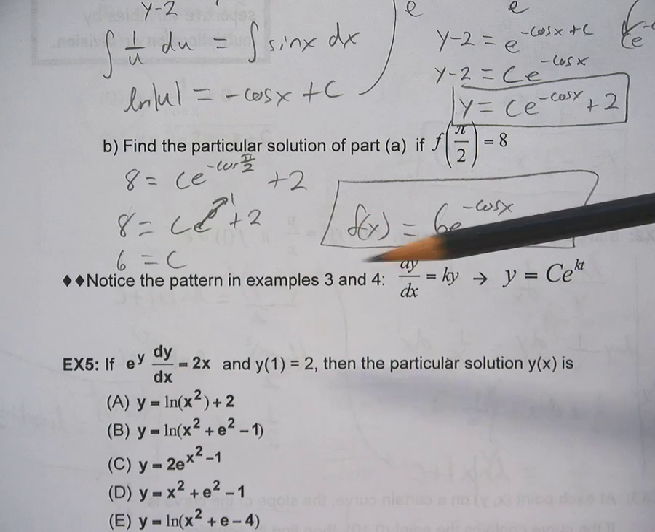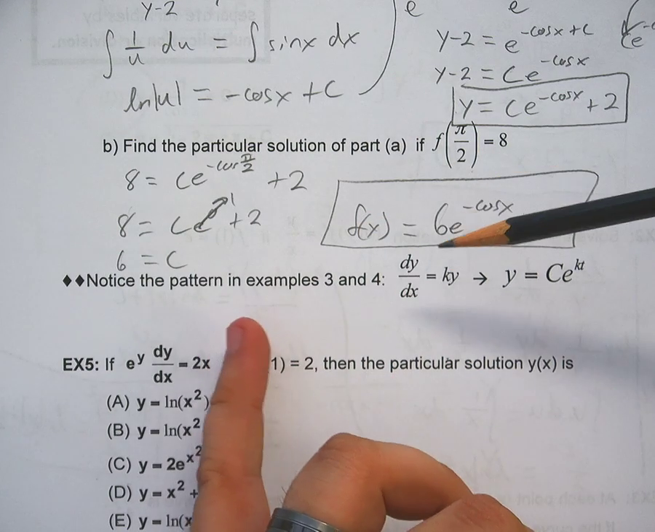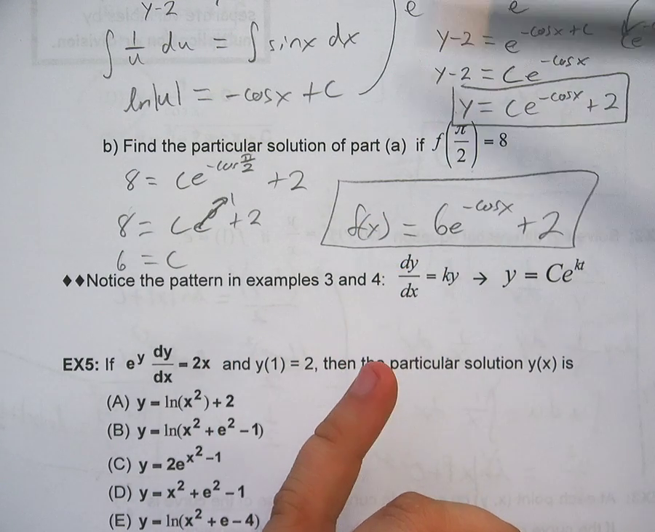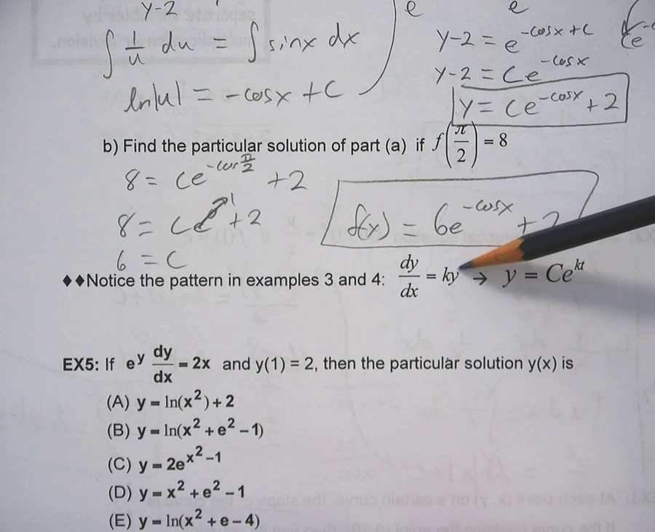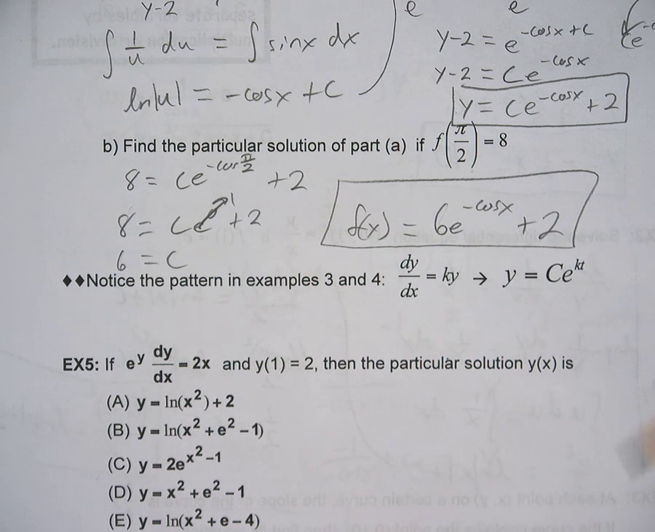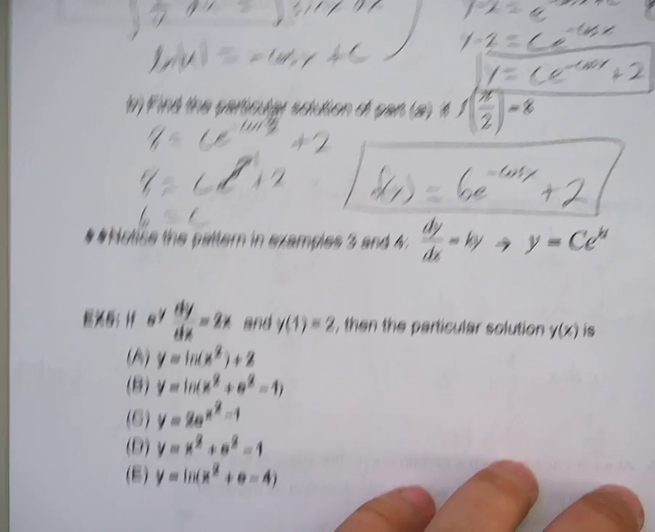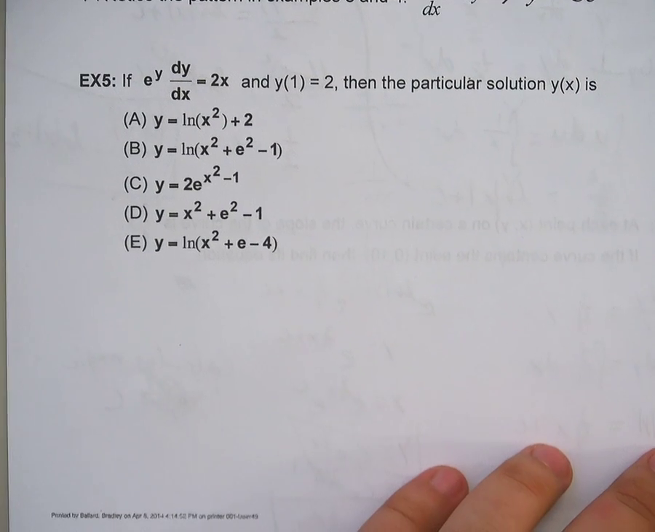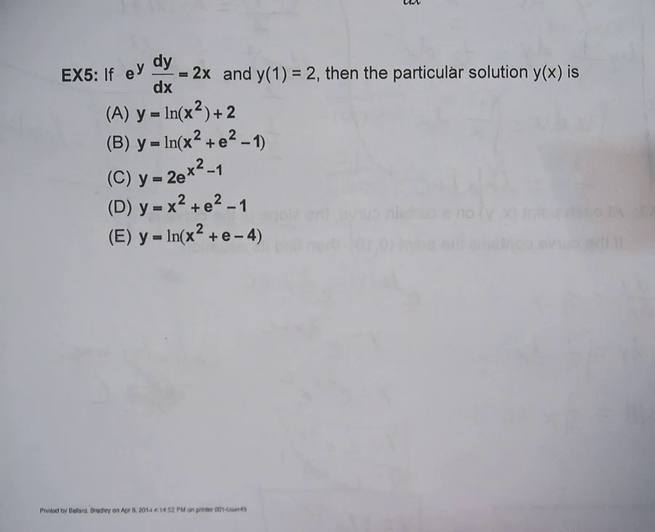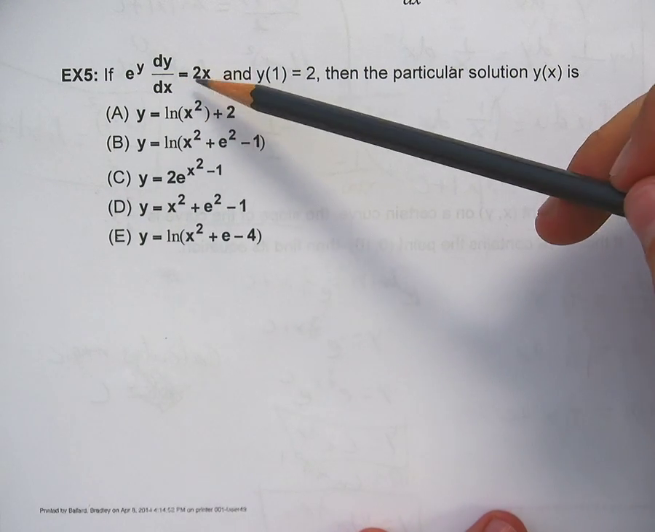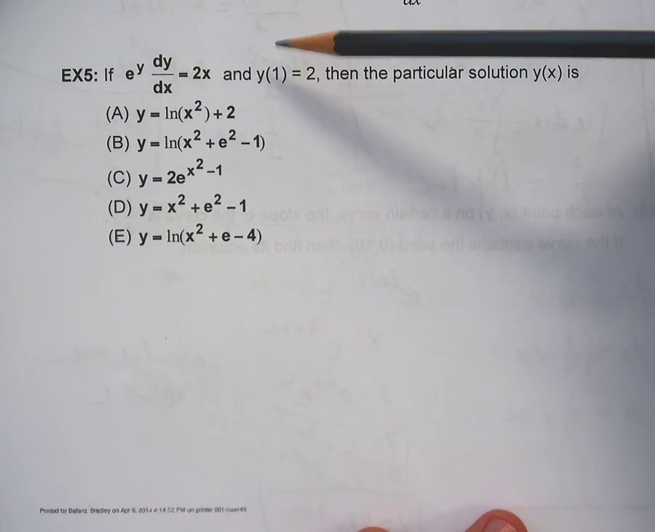A little note for you here. In example 3 and 4, there's a pattern here. dy dx equals ky. There's some value times y. You end up with a solution that's c e to the kt. That comes a little later, but keep it in mind for right now. It's nice to notice if you noticed. And example 5, last one. e to the y dy dx equals 2x. y of 1 equals 2.